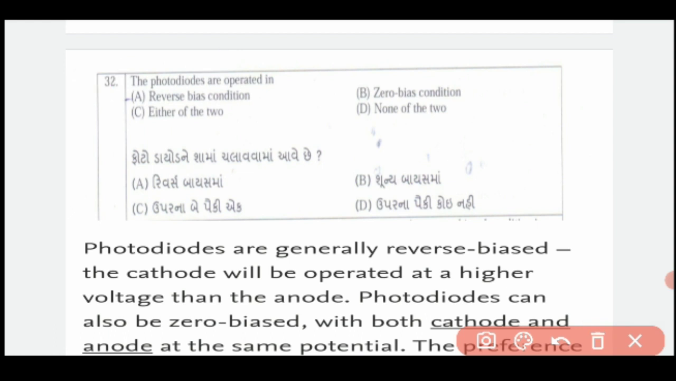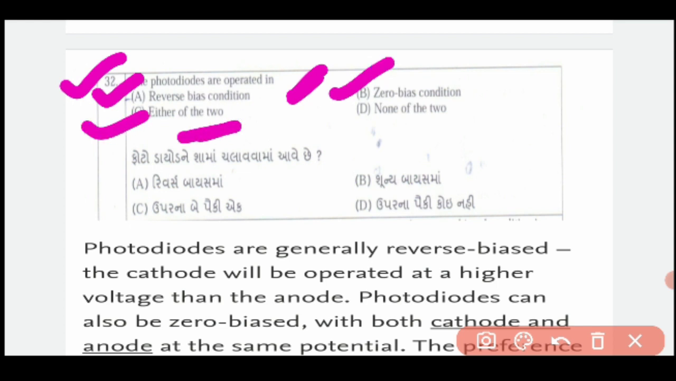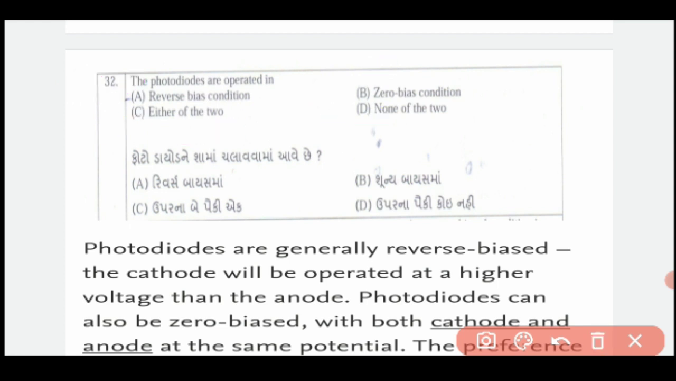Question number 32. The photodiode is operated in: A, reverse bias condition; B, zero bias condition; C, either of the two; and option D, none of the two. Then the answer is either of the two. Means the photodiode is operated in reverse bias condition and zero bias condition.